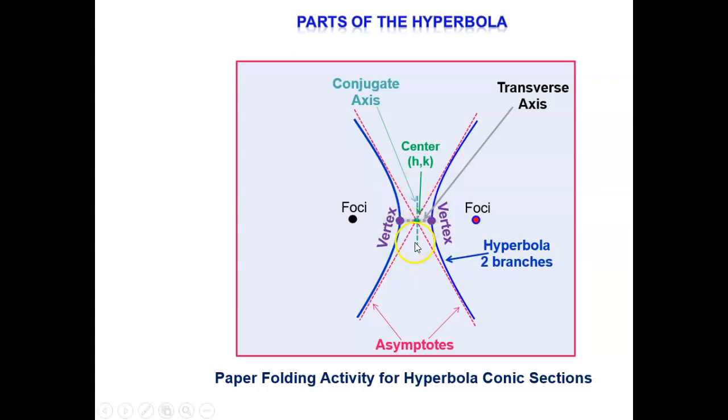So if I go to the end of the transverse axis and the end of the conjugate axis, and we notice the points that are on the asymptote along the way, it forms this little box here in the middle. So you'll oftentimes see that little rectangular box used when you draw hyperbolas.